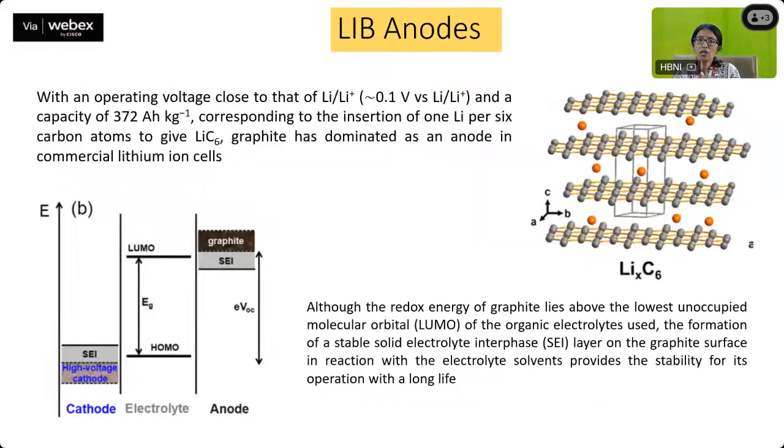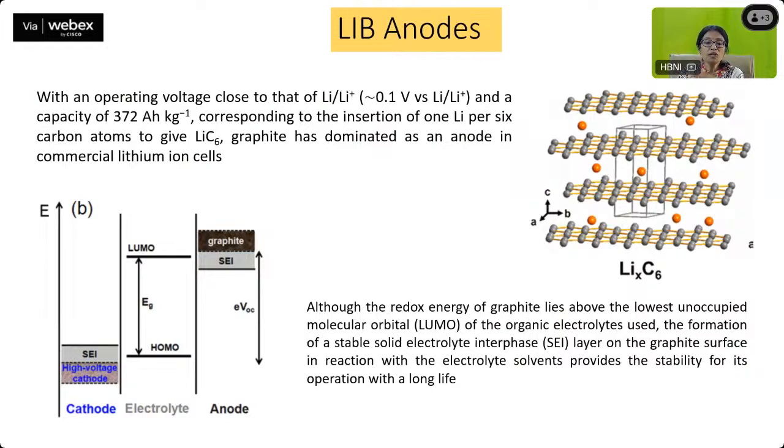So this was all about the cathodes. Now we will move on to LIB anodes. So with an operating voltage close to that of lithium plus, which is around 0.1 volt, and a capacity of 372 ampere hours per kg, corresponding to the insertion of 1 lithium per 6 carbon atoms to give LiC6, graphite has dominated as an anode in commercial lithium-ion cells.